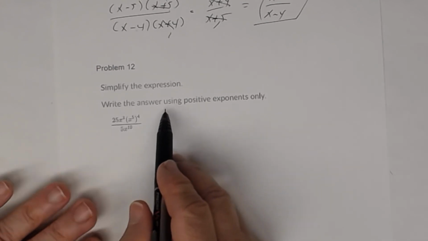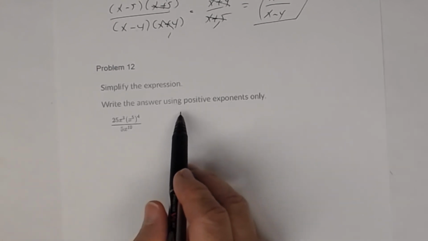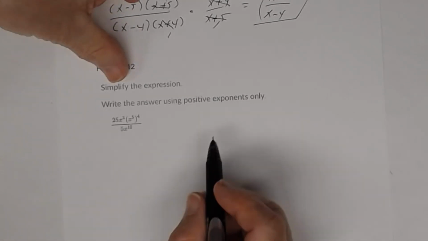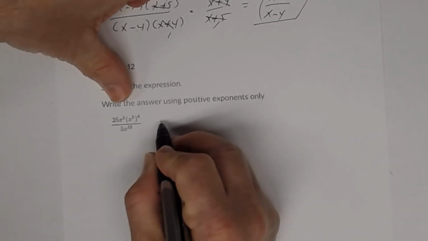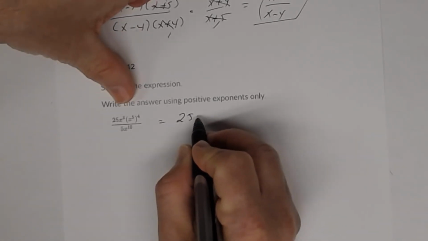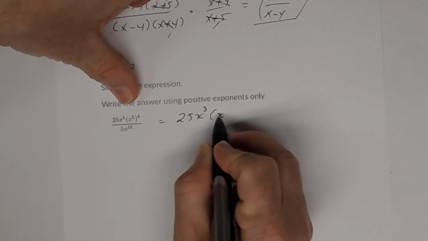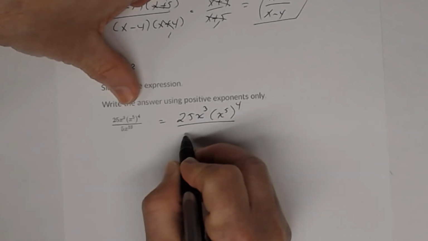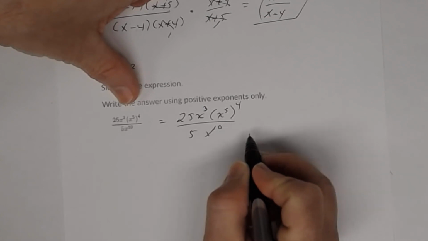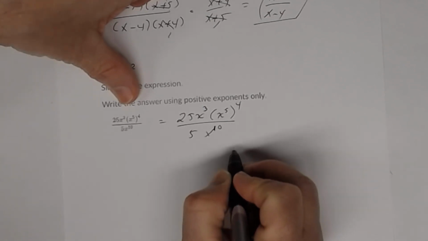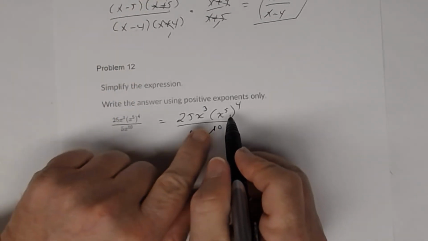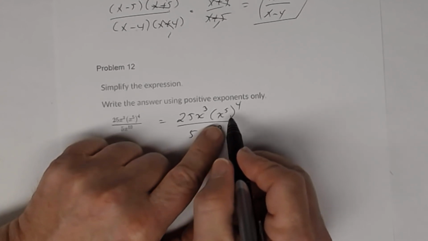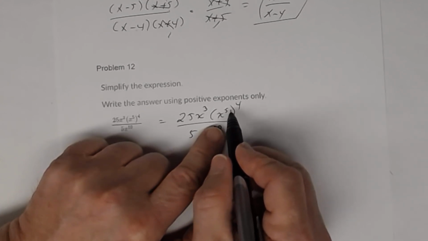All right, number 12, you want to simplify this expression. And remember, you want to make sure that your final answer has positive exponents only. So let me go ahead and rewrite this over so it'll look a little bit better. So we get 25x cubed times x to the 5th raised to the 4th, divided by 5x to the 10th. That's a 10 right here. All right, so first thing we need to do is recognize that I can simplify x to the 5th raised to the 4th.